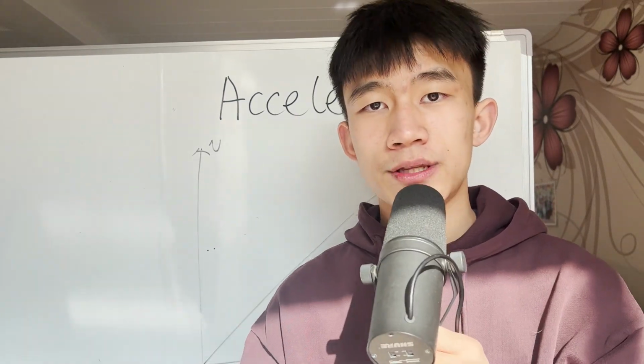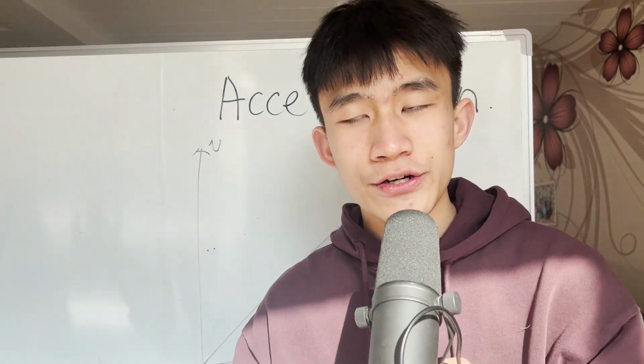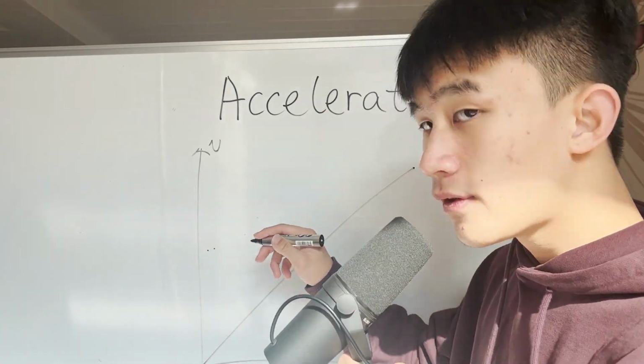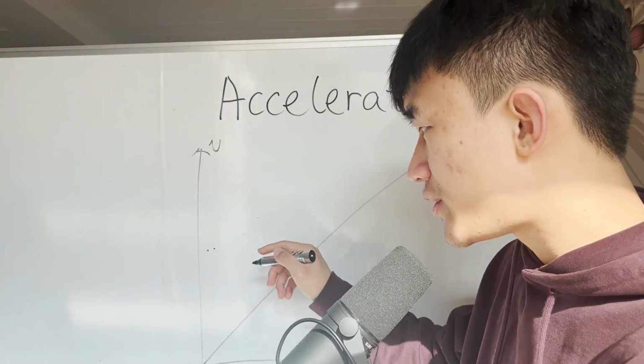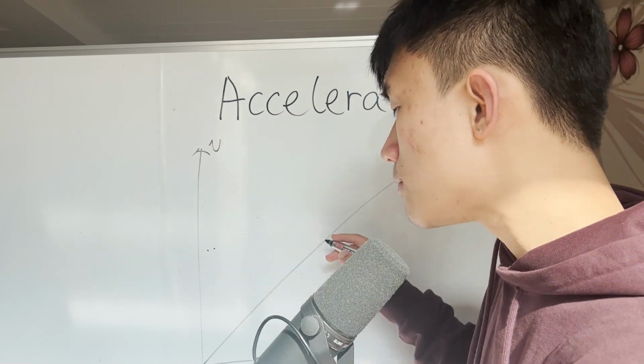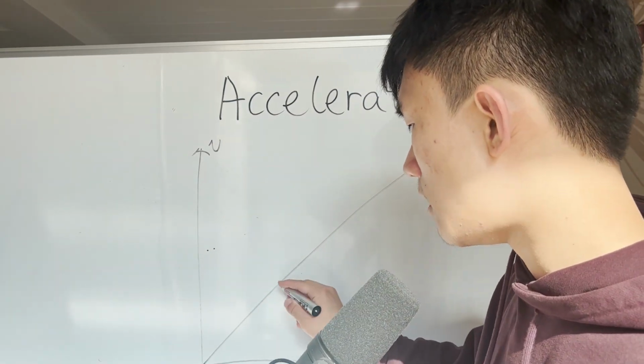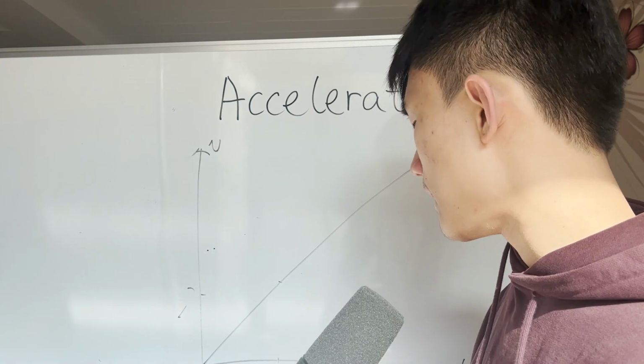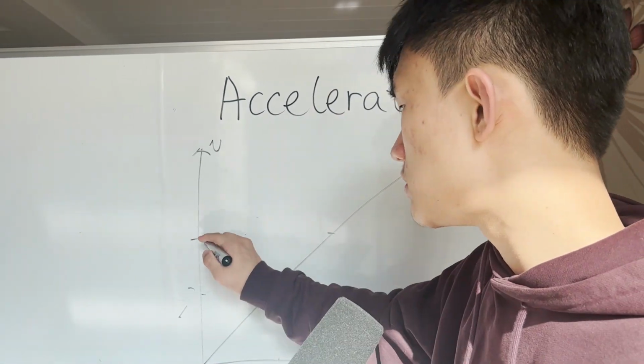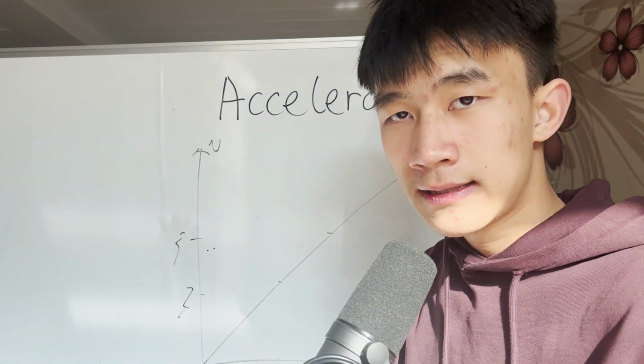Similarly to the DT graph, which we introduced in the previous lecture, the curve on the VT graph basically gives you the information of the velocity value at every moment. For example, at t equals 2, my velocity is 2. And at t equals 3, my velocity is 3, right? So this is what it does.